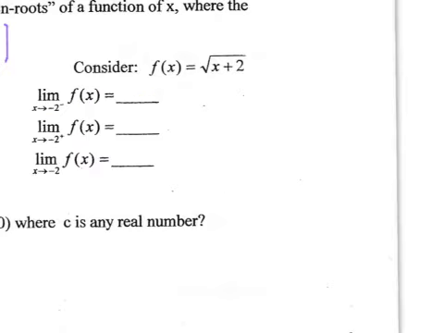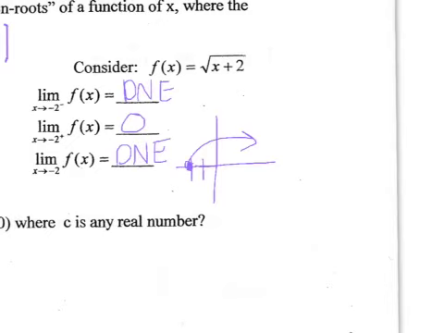Now try to do the next example on your own. Try to find the limit as x approaches negative 2 of f of x equals the square root of x plus 2 from the negative side, from the positive side, and then in general. You should have come up with the same answers as the previous problem. The limit does not exist if we approach negative 2 from the negative side. It equals 0 as we approach it from the positive side, so it does not exist in general.